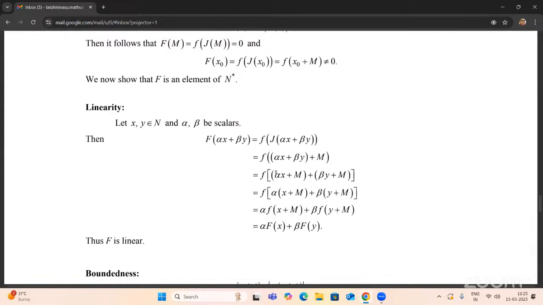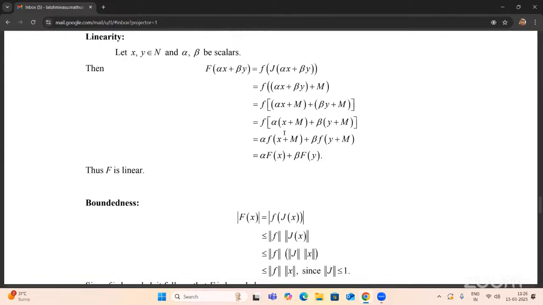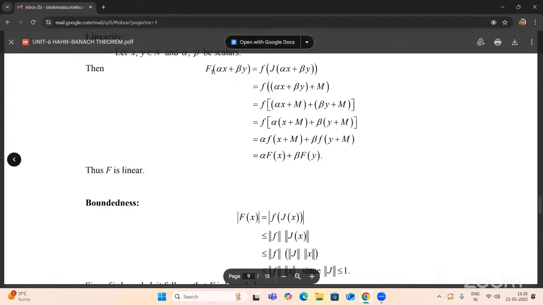Now next, taking alpha outside as the scalar, f of alpha of x plus M plus beta of y plus M, so alpha of f of x plus M plus beta of f of y plus M. So finally we get the values capital F of x and capital F of y. So the given function is linear, that is, capital F of alpha x plus beta y equals alpha into capital F of x plus beta into capital F of y.